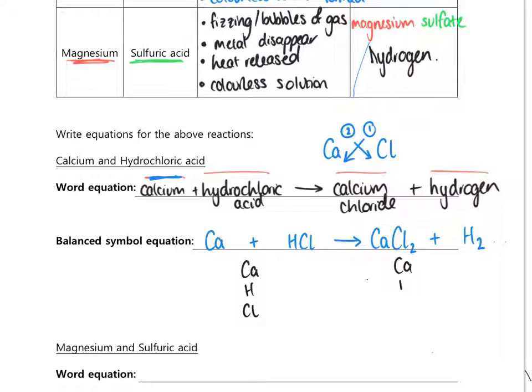We copy that list on the other side in exactly the same order so we can compare them. Firstly, we have 1 calcium, 1 hydrogen, and 1 chlorine on the left hand side of the equation. On the right hand side, we have 1 calcium, 2 hydrogens, and 2 chlorines. So you can see that my hydrogens and my chlorines are unbalanced. So firstly, I need 2 hydrogens on the right hand side. And remember, at this stage, when balancing, you can only put big numbers in front of the whole formula.